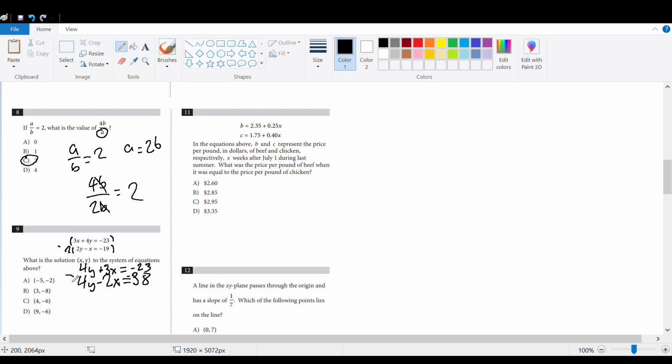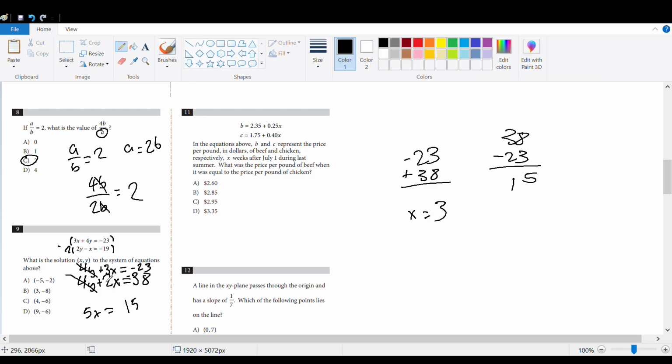Then subtract it, we cancel out the y's, and then this turns into plus 2 because it's negative. So it's 5x equals negative 23 plus 38. So negative 23 plus 38. One way you can do this is just 38 minus 23, which is 15. So 5x equals 15, and x equals 3.